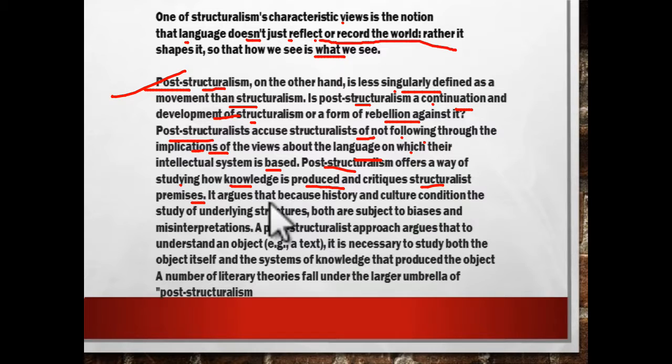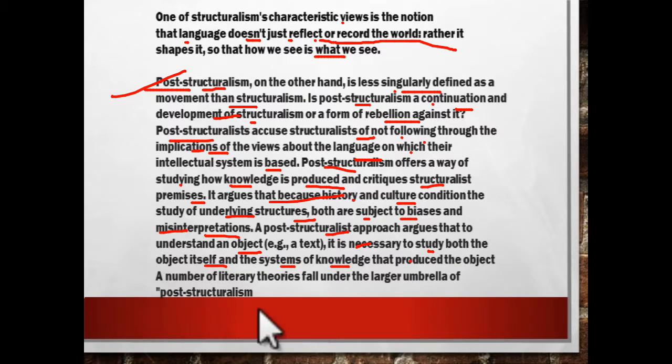premises. Again, it argues that because history and culture condition the study of underlying structure, both are subject to biases and misinterpretation. A post-structuralist approach argues that to understand an object, it is necessary to study both the object itself and the systems of knowledge that produce this object.